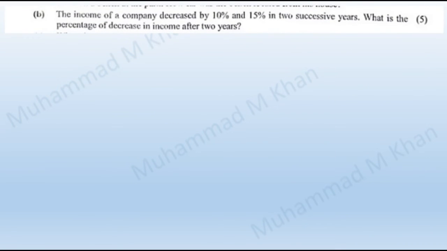Part B of the question requires us to calculate a percentage. In the question, we have been given the information that the income of a company decreased by 10% in year 1, and it further decreased by 15% in the successive 2 years. We are required to calculate the percentage decrease in the income of the company after 2 years. So that's why I've shown here a timeline of 3 years only. Year 1 is the base, and year 2 and year 3.